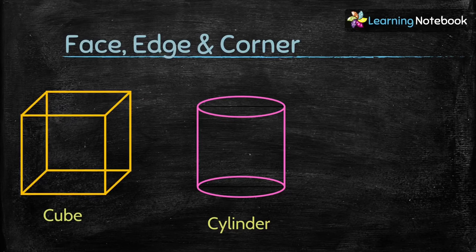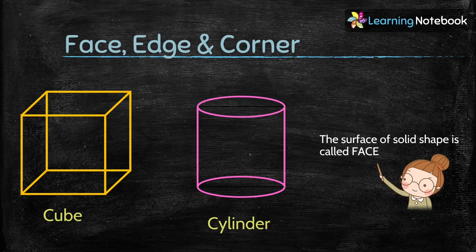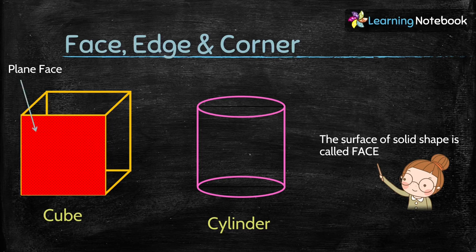Now, let's understand face, edge and corner of a solid shape. First, let's understand face. The surface of a solid shape is called face. As we learned before, faces are of two types, plane face and curved face.